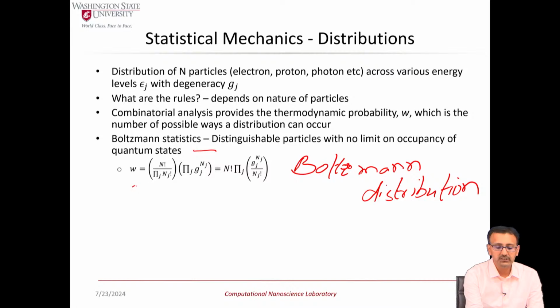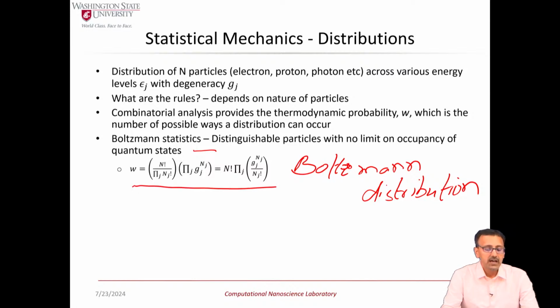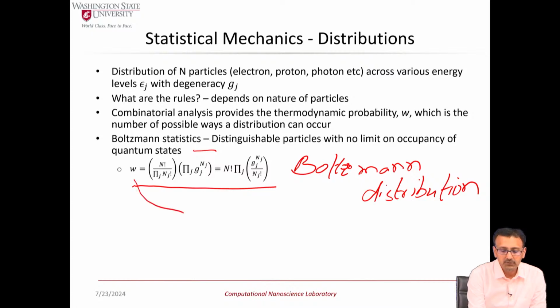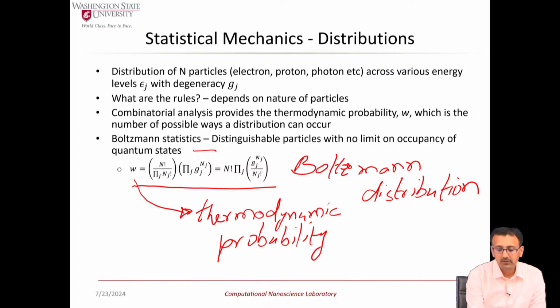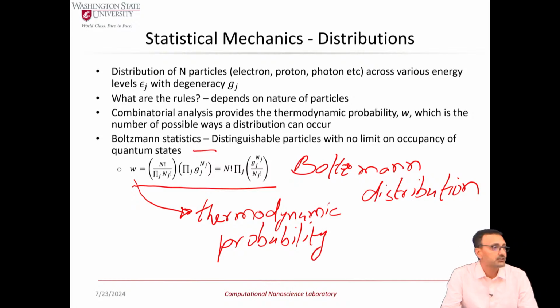So, what this expression tells us is how many different ways you can distribute N particles in a system with Boltzmann-like behavior, particles that follow Boltzmann statistics, where you have nj particles in each energy level and each of them has a degeneracy of Gj. So, this is the number of ways you can distribute them, and this quantity W is called thermodynamic probability. It is basically counting how many ways you can distribute these particles.